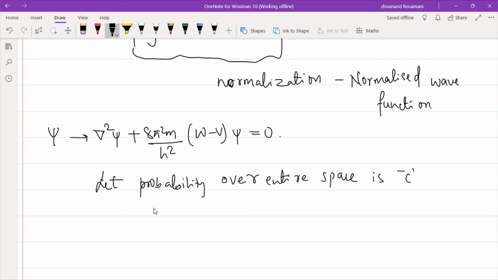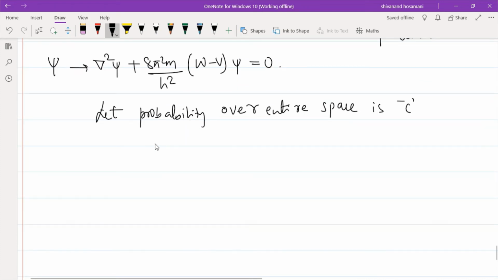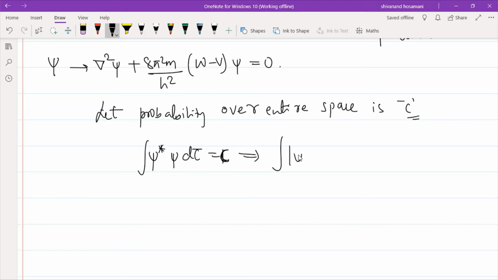Then C is a constant, as it is nothing but a number. Then the integration of psi star into psi d tau is equal to C, because we have considered the probability over the entire space to be C. This can be written as mod of psi squared into d tau equal to C. Now this C can be taken to the left side, that is 1 by C integration of psi star psi d tau is equal to 1.